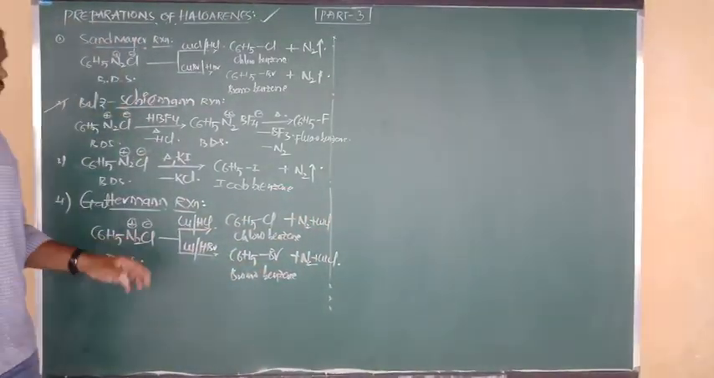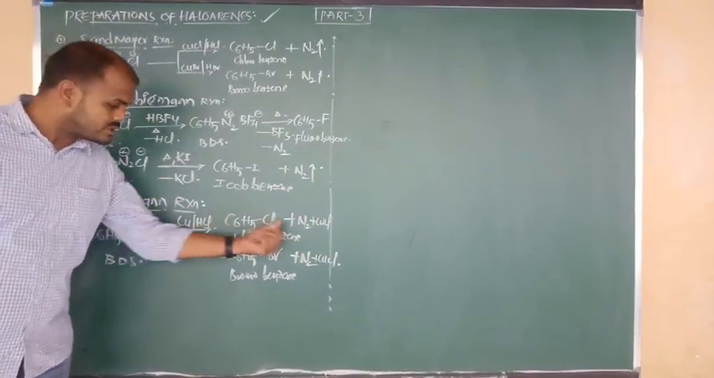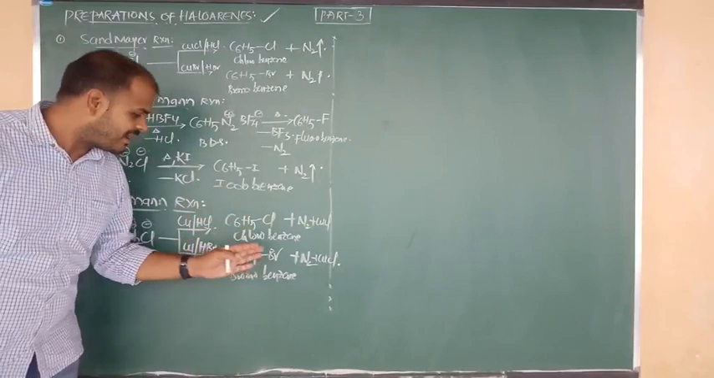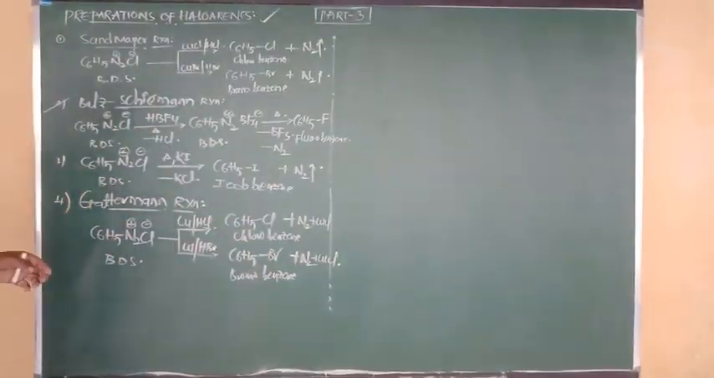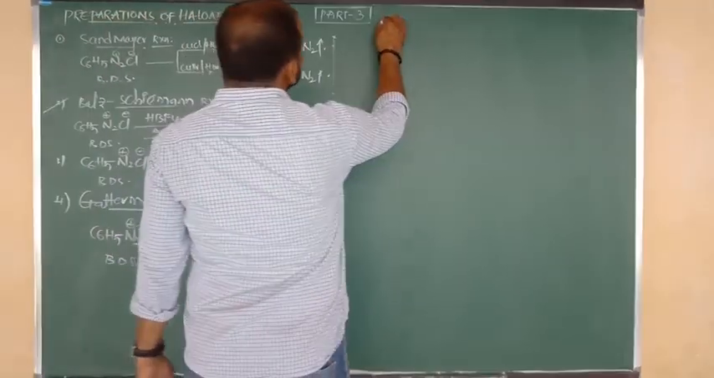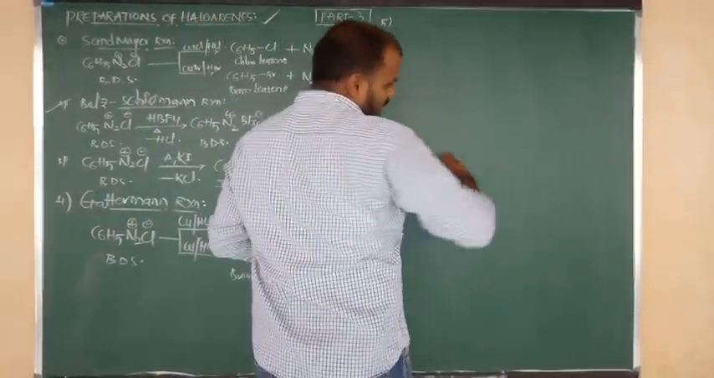So benzene diazonium salts on reaction with copper in presence of HCl give chlorobenzene. On reaction with copper in presence of HBr, that gives what, beta? Bromobenzenes. So like that, beta. Next, let us discuss another method for the preparation of haloarenes.